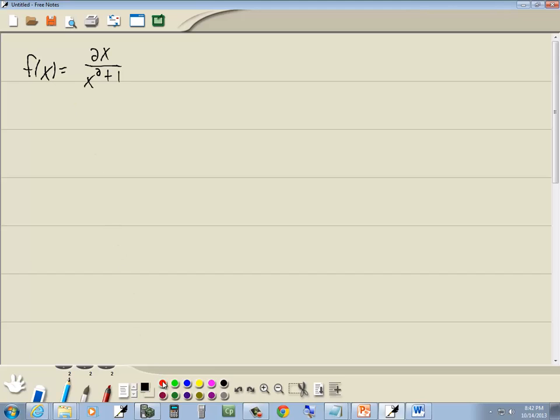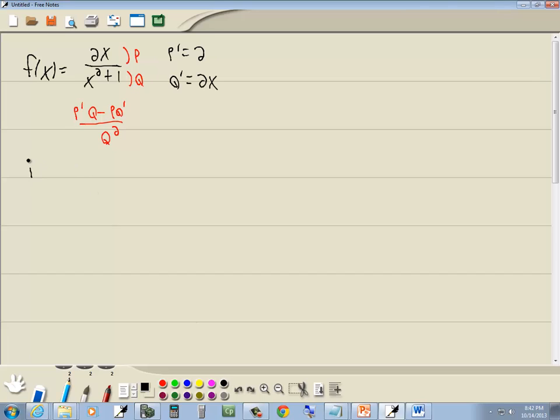We're going to have to use the quotient rule here. Top part will be p, bottom part will be q. We need p prime and q prime. P prime, the derivative of 2x is 2. For q prime, the derivative of x squared plus 1 is 2x. Now our formula is p prime q minus p q prime over q squared.